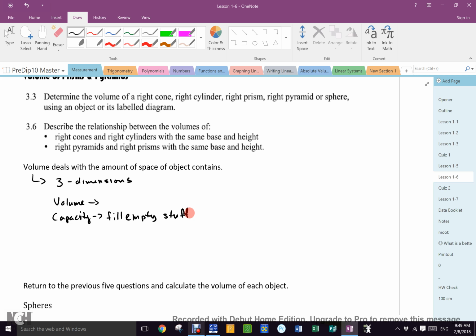So, now, as per the demonstration I just did, every prism is volume equals area of base. Now, when I say base, that's that loaded word, right? Do I mean the bottom? What do I mean? The repeated shape.